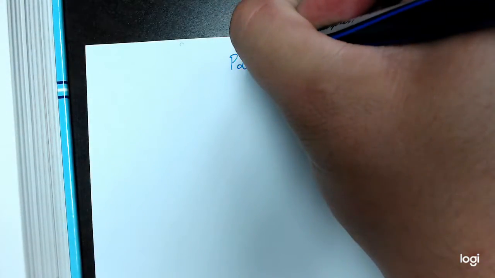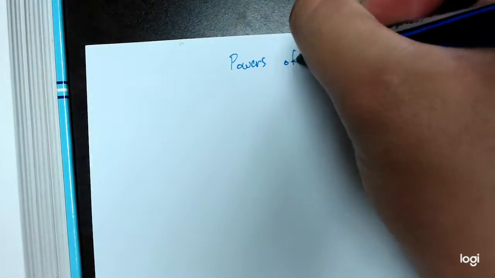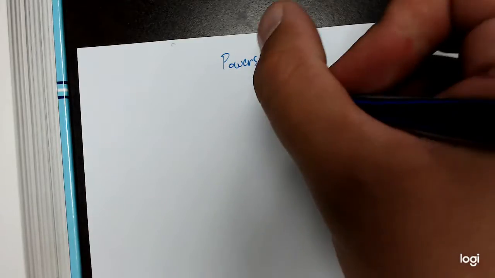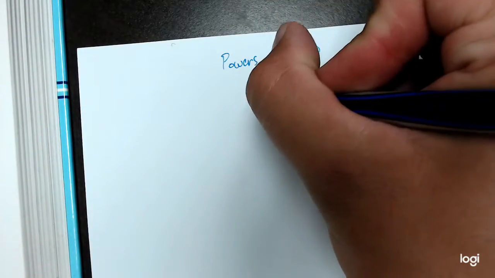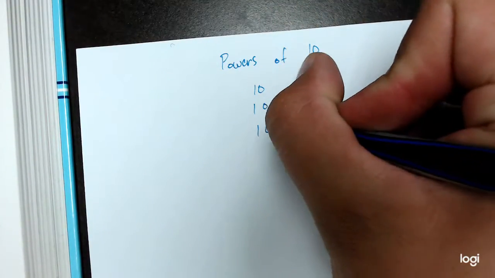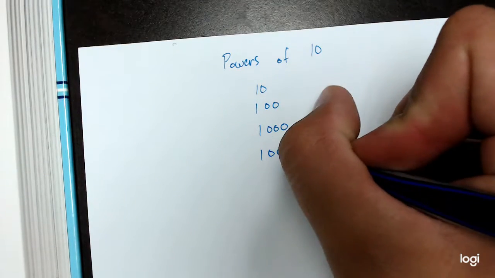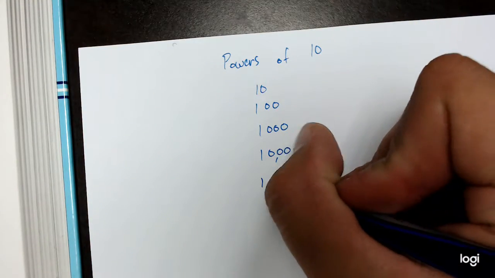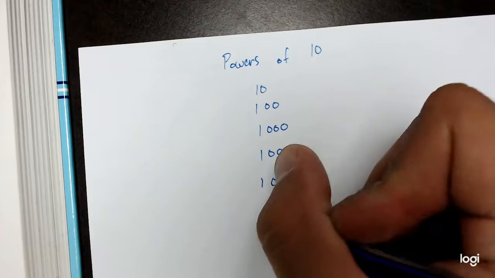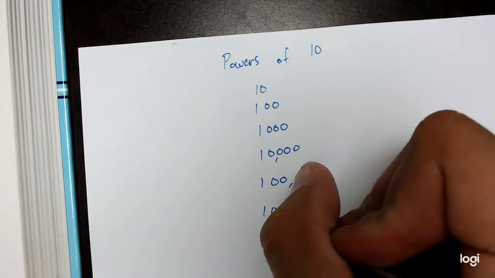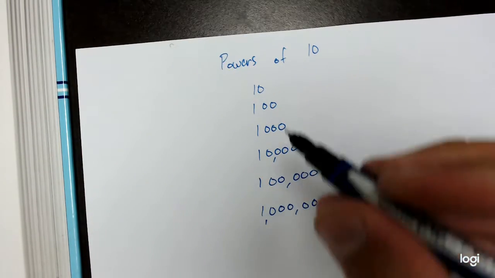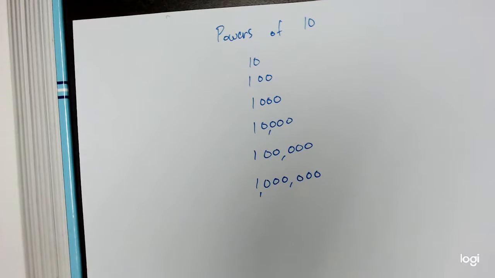The cool thing about multiplying by powers of 10 is, well, let's first understand what they mean by powers of 10. By powers of 10, we are talking about the following numbers. We have 10, we have 100, we have 1,000, we have 10,000, we have 100,000, 1 million, and etc. So any number that is 1 followed by zeros, that's what they mean by a power of 10.